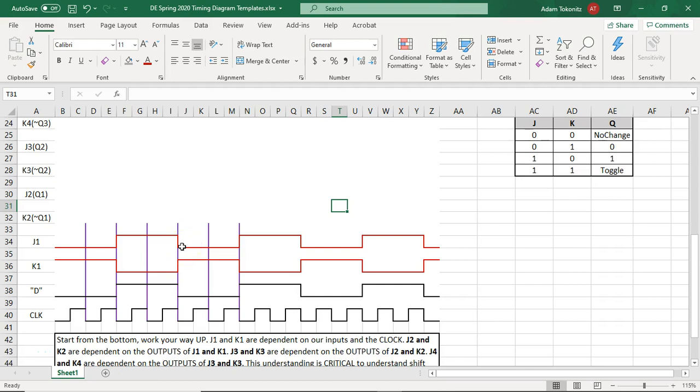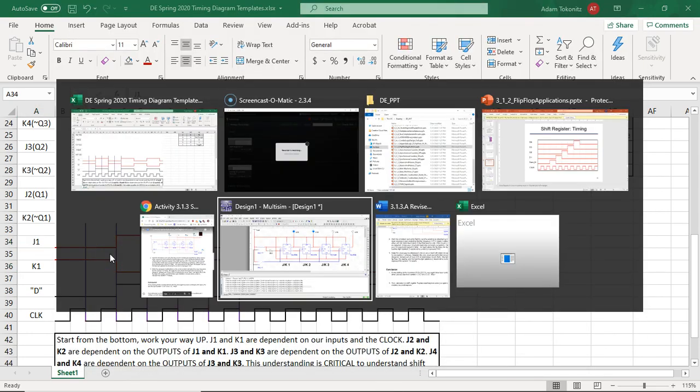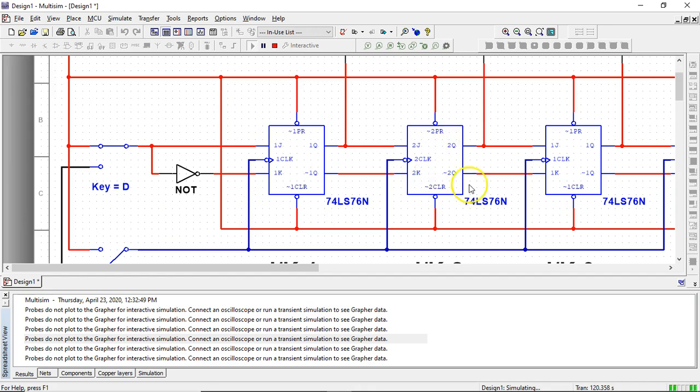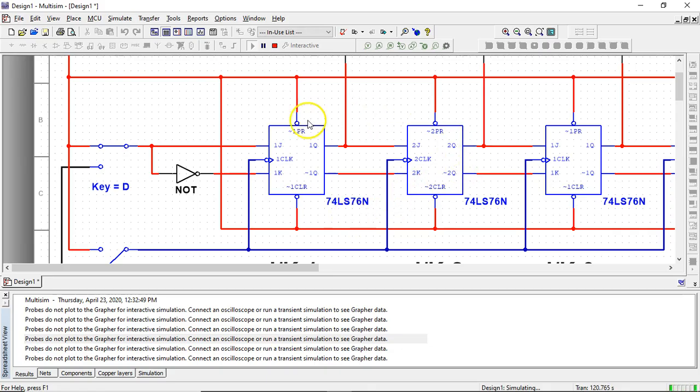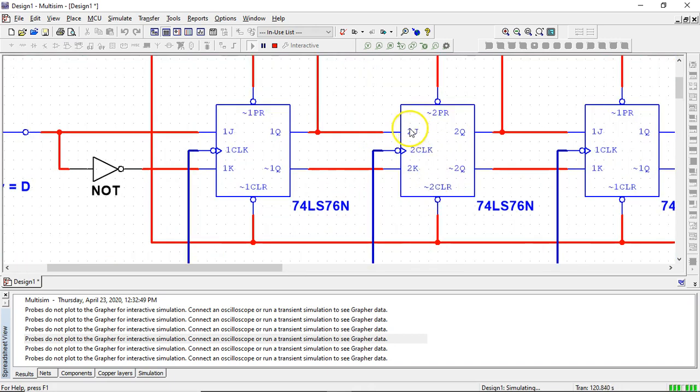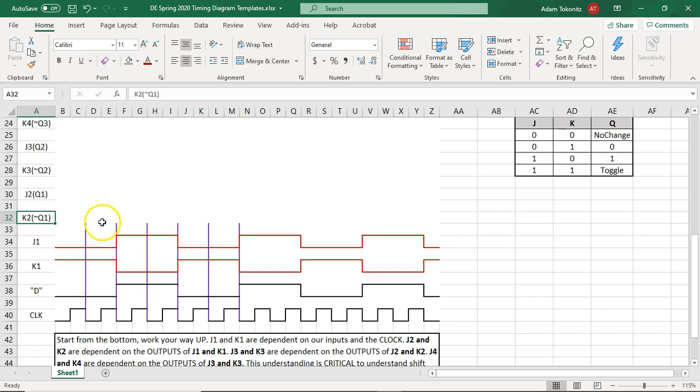So now that we have finished the timing diagram for only J1 and K1, our first flip-flop on Multisim, let's see how we now incorporate the second flip-flop. So we base the second flip-flop, J2 and K2, off of Q1 and not Q1 of the first flip-flop. And I can see that right here on my schematic. J2 and K2 are based off of Q1 and not Q1 respectively. So let's attempt to work through this problem and see how this shift register comes into play.